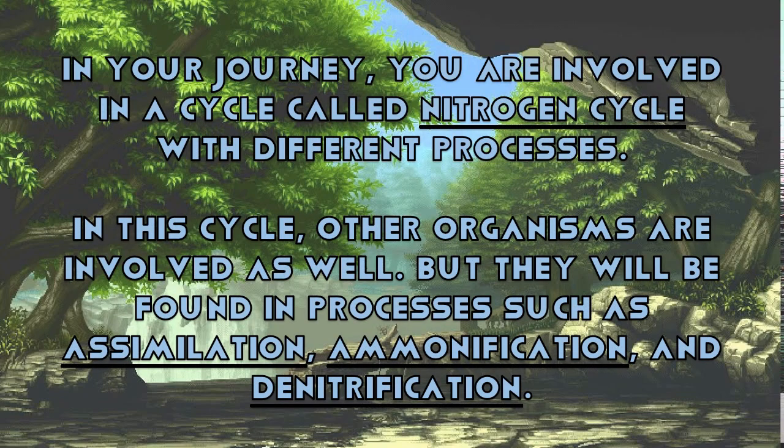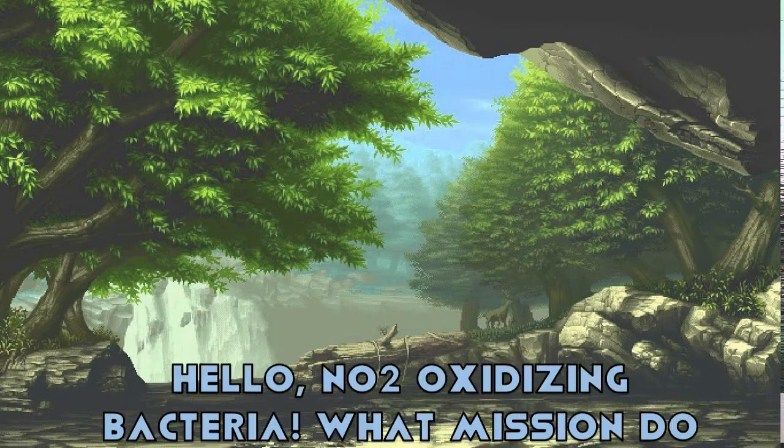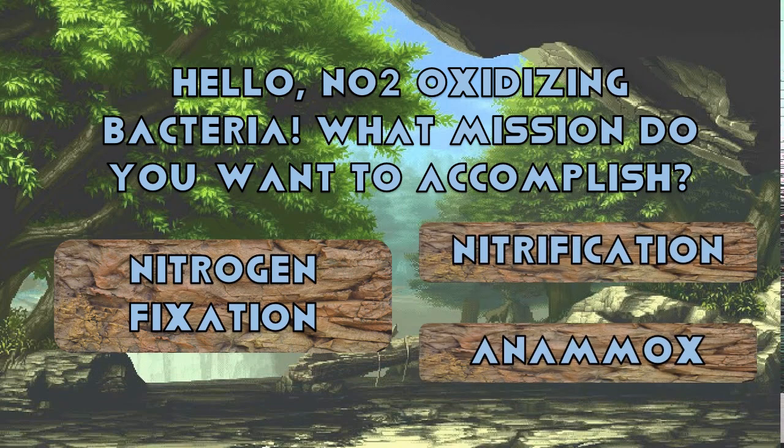In your journey, you are involved in a cycle called the nitrogen cycle with different processes. In this cycle, other organisms are involved as well, but they will be found in processes such as assimilation, ammonification, and denitrification. You, however, play a key role in nitrogen fixation and nitrification, or ammonia oxidation and nitrite oxidation, respectively, and anoxic ammonia oxidation. Choose the process you want to get involved in.